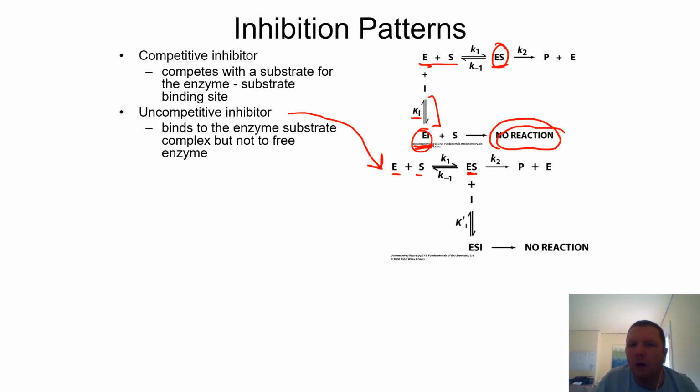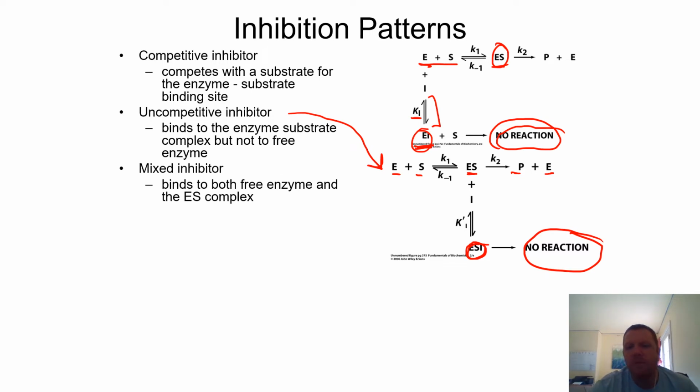But in the case of an uncompetitive inhibitor, you're then going to have this ESI complex form. That ESI complex shows the enzyme, substrate, and inhibitor bound together, in which case you're going to have no ultimate reaction. So this k2, this progression from ES to your product plus your enzyme, is not going to take place because your enzyme substrate complex is being diverted away from actually forming that product.